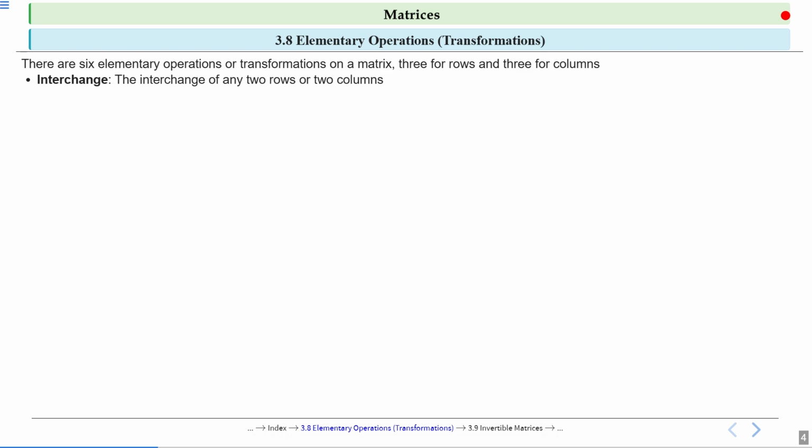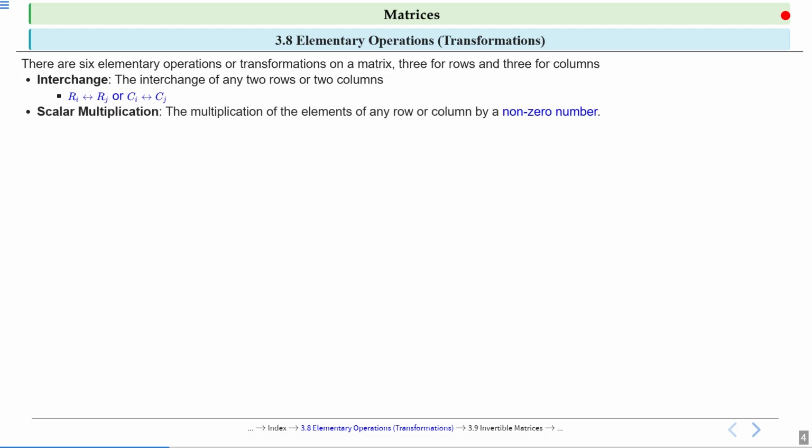Interchange. The interchange of any two rows or two columns. So Ri should be interchanged with Rj, or Ci should be interchanged with Cj, right? Scalar multiplication means the multiplication of the elements of any row or column by a non-zero number. So Ri should be replaced with k times Ri, or Ci should be replaced with k times Ci, where k should not be equal to 0, right?